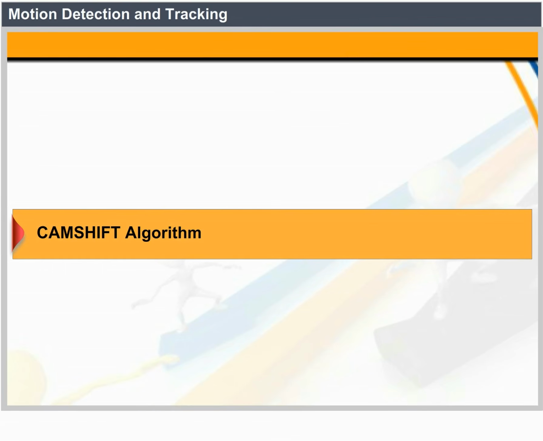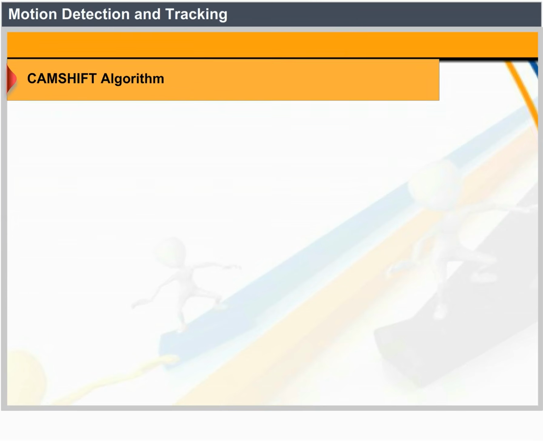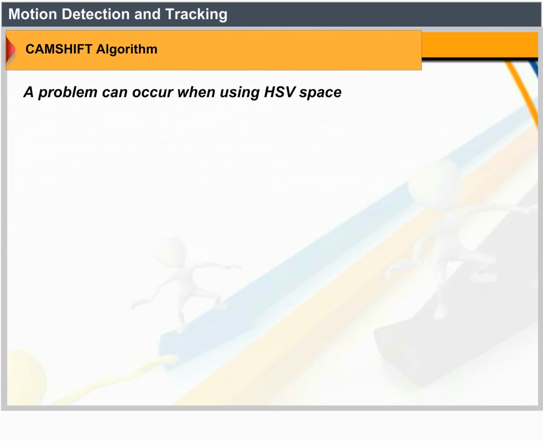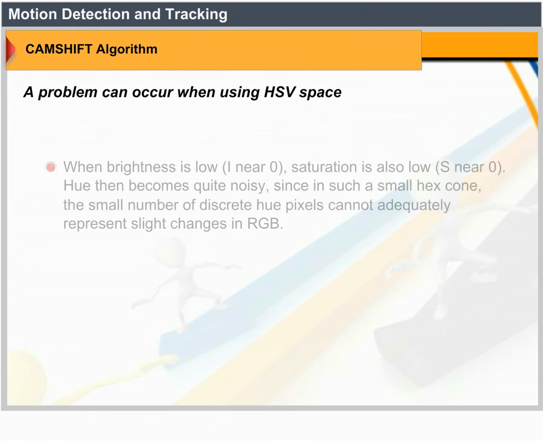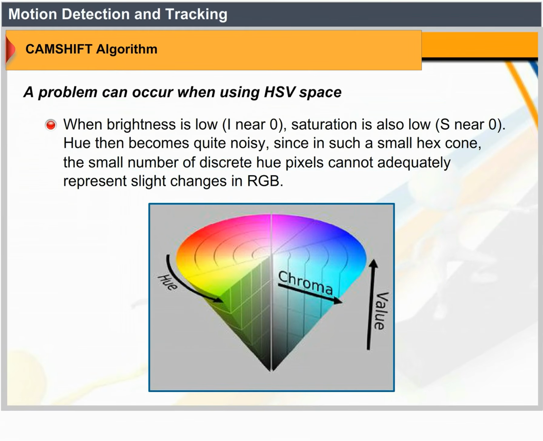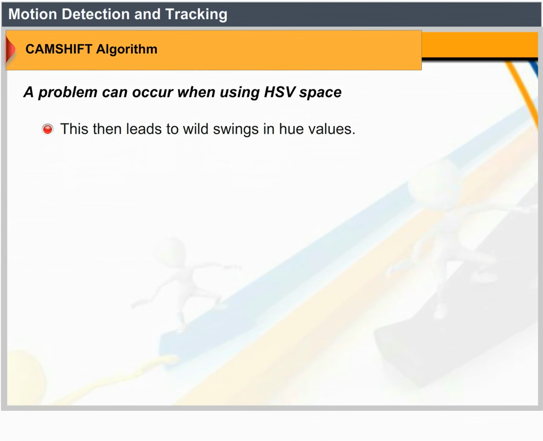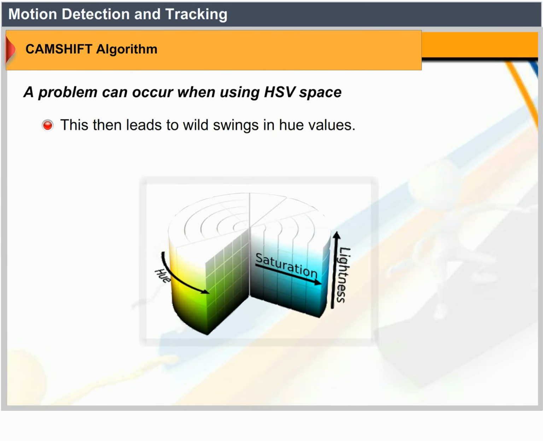CamShift algorithm. A problem can occur when using HSV space. When brightness is low, V near 0, saturation is also low, S near 0. Hue then becomes quite noisy, since in such a small hex cone, the small number of discrete hue pixels cannot adequately represent slight changes in RGB.